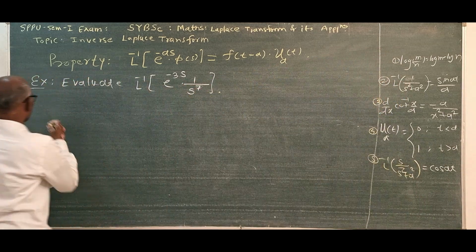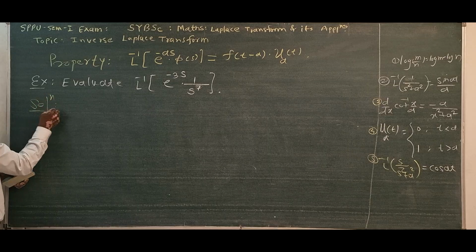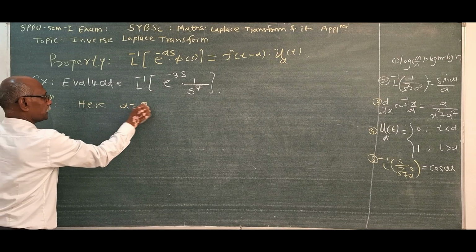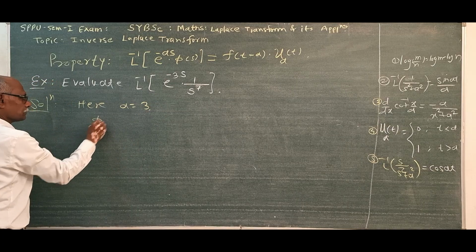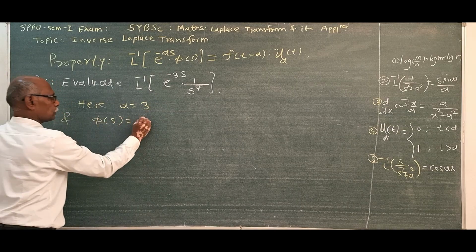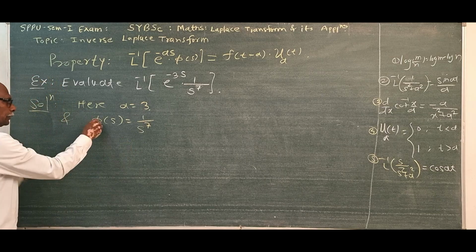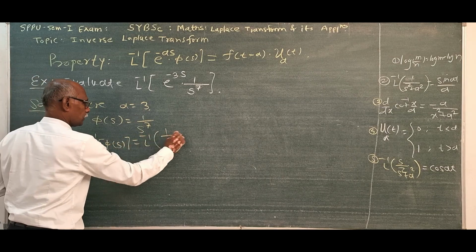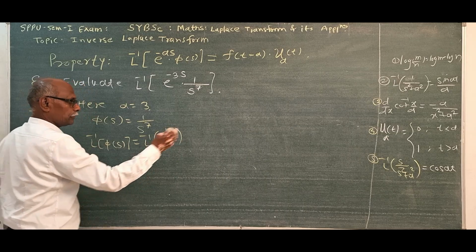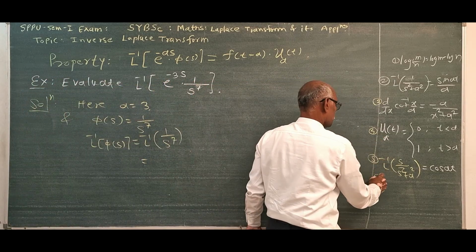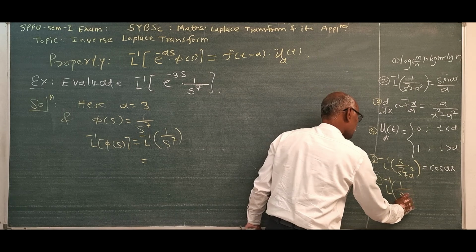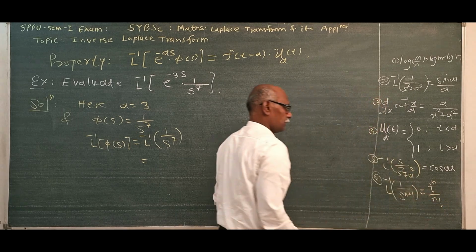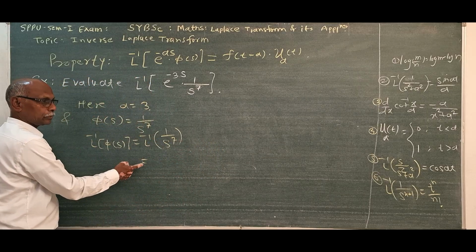But now how to do it? First of all, we put here a is equal to 3, and what is phi s? It is equal to 1 upon s raised to 7. So we take the inverse Laplace of this, 1 upon s raised to 7. And we know formula number 6: L inverse of the bracket 1 upon s raised to n plus 1. This is the basic formula: t raised to n upon n factorial. Okay, that formula we are going to use.